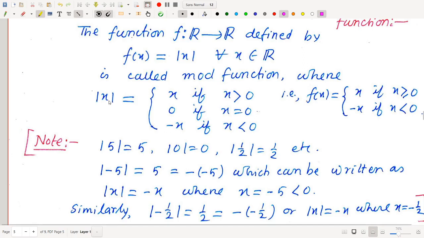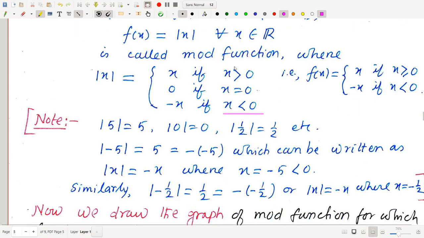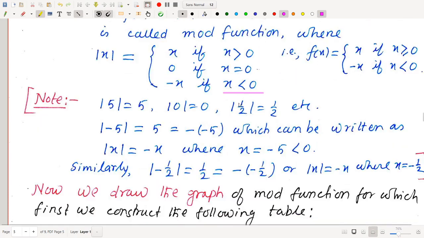If x is negative, then we know mod x is positive. That's why we have given here minus x. Mod x is minus x if x is less than 0. A confusion always arises: how can mod x become minus x? See, x less than 0 means x itself is negative. Therefore, if we give another minus sign before x, automatically it will be positive. So that's why mod x is x, 0, or minus x, depending on the values of x.